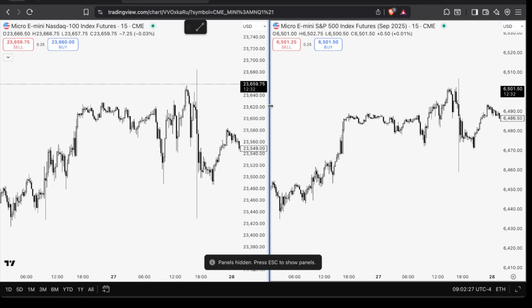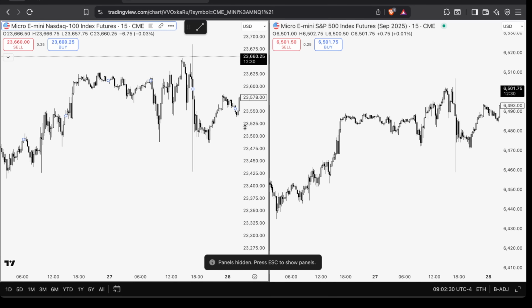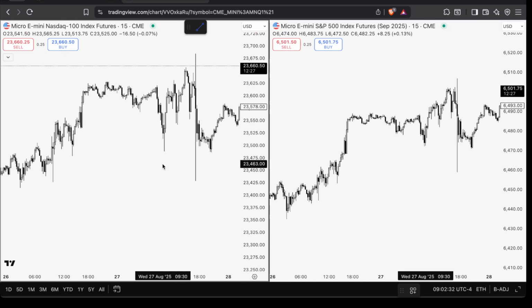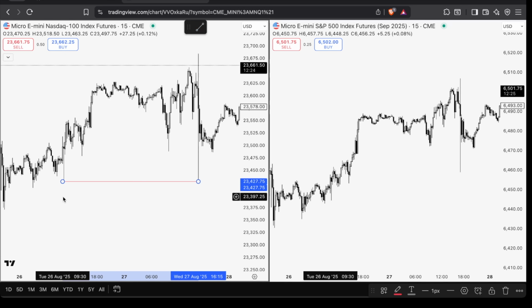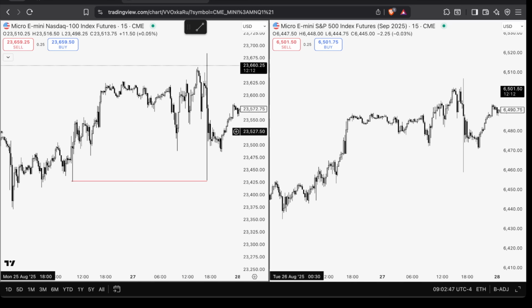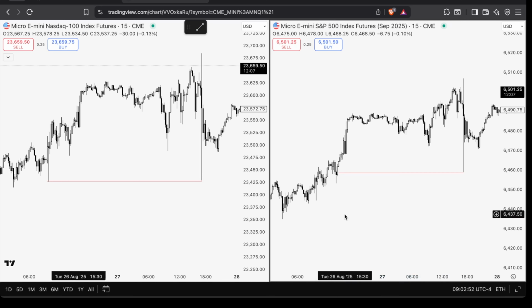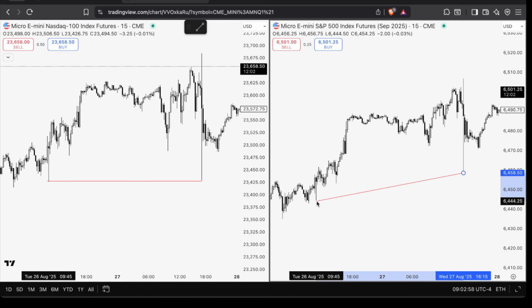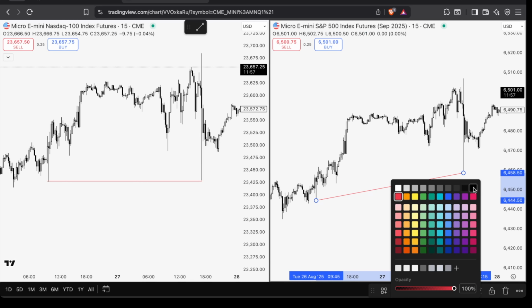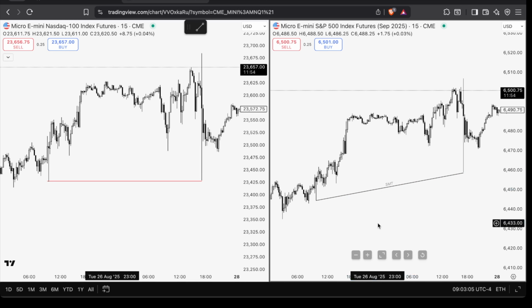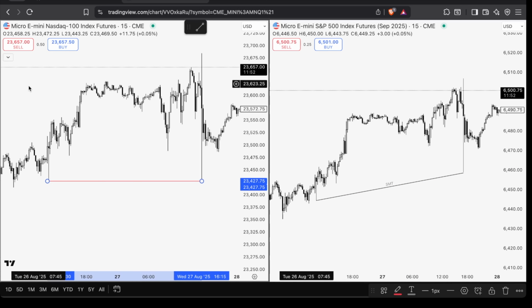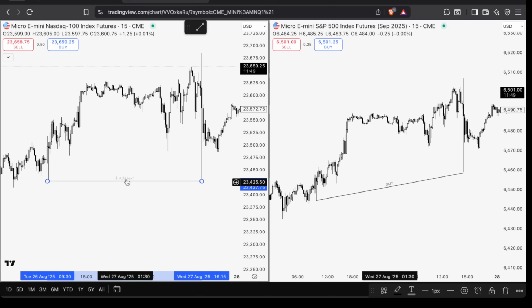Let's look at what is happening right here. You can see Nasdaq took out this liquidity right here, and ES failed to do so, creating an SMT, and it should be this candle actually. So let's work this out. SMT, and something right here, SMT.